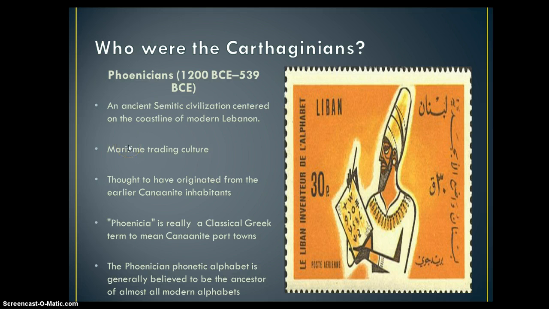So we have an ancient Semitic civilization centered on the coastline of modern Lebanon, a maritime trading culture thought to have originated from the earlier Canaanite inhabitants. Phoenicia is really a classical Greek term meaning Canaanite port towns. Okay, and the Phoenician alphabet is generally believed to be the ancestor of almost all of our modern alphabets. So it's something I wanted to point out here for world history and who these enemies are. And when people fight, it doesn't mean that they don't influence each other in some ways. It's usually the exact opposite.